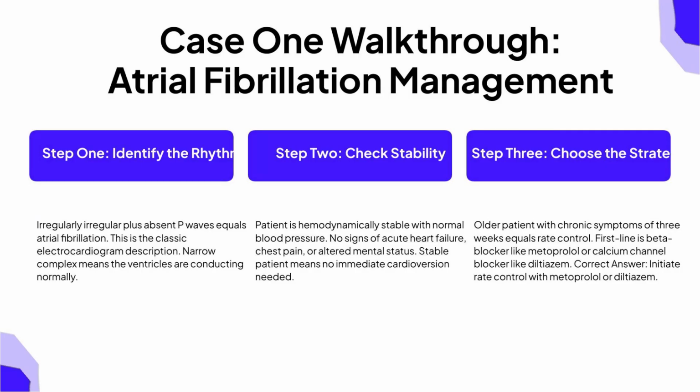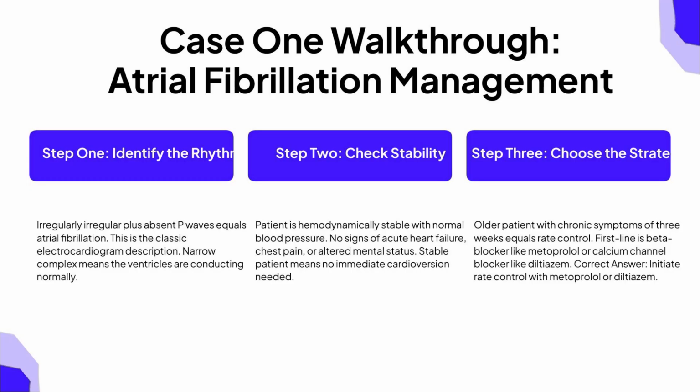Let us walk through this case step by step. Step 1. Identify the rhythm. Irregularly irregular plus absent P waves equals atrial fibrillation. This is the classic electrocardiogram description. Narrow complex means the ventricles are conducting normally through the AV node.